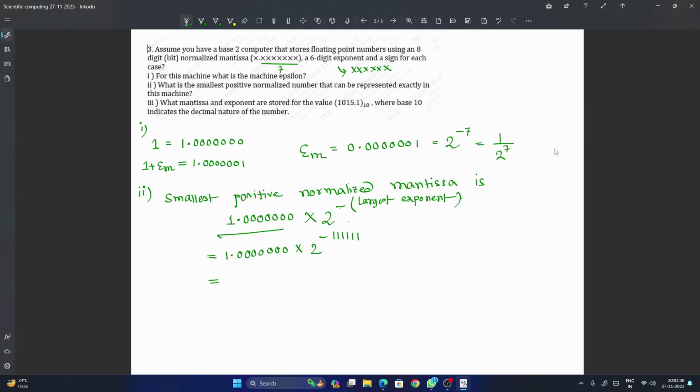So what is the value in decimal form? Corresponding to 1 you get 2 to the power 0, then 2 to the power 1, then 2 to the power 2, 2 to the power 3, 2 to the power 4, and 2 to the power 5. That is 32, then 16, 8, 4, then 2, and then 1. That sums up to 63. That means 2 to the power minus 63 in decimal values.